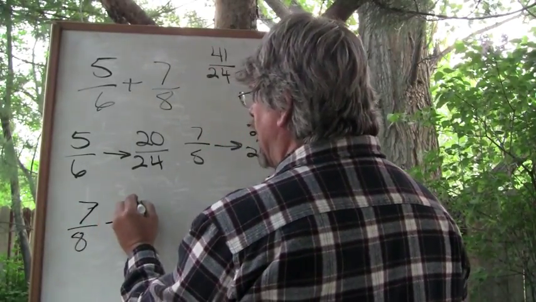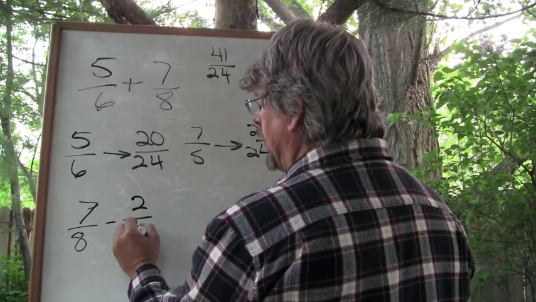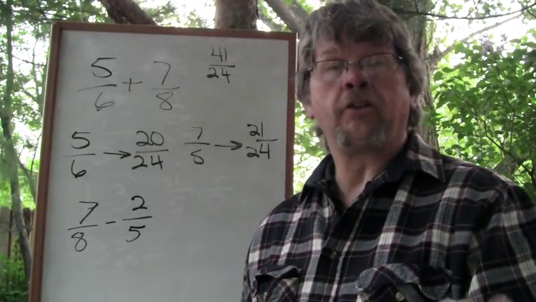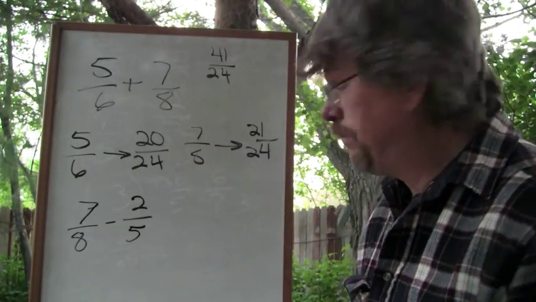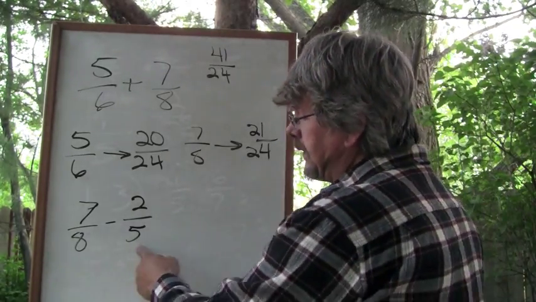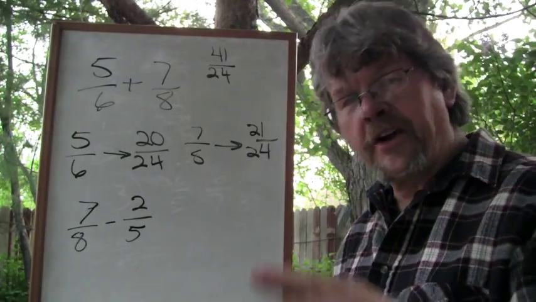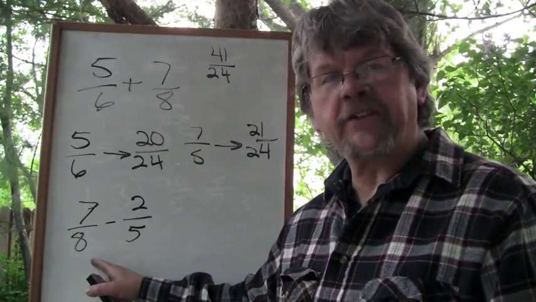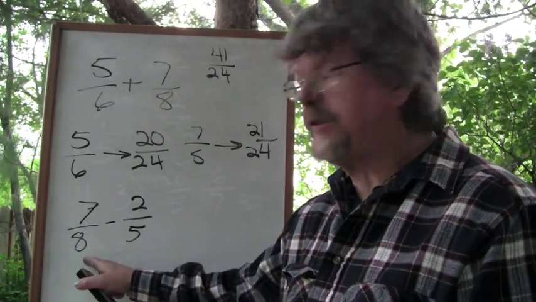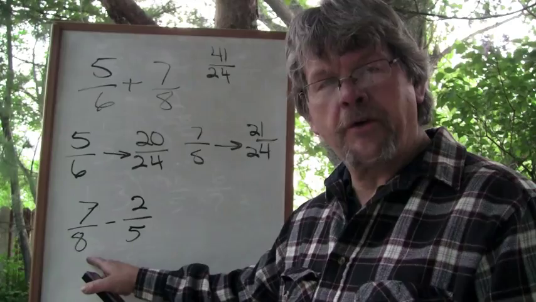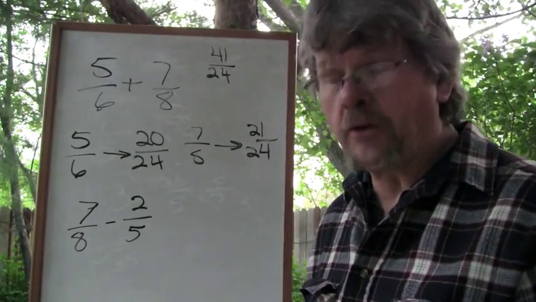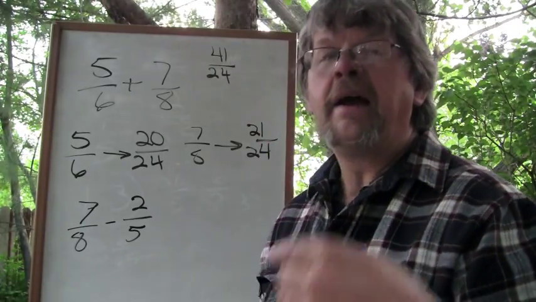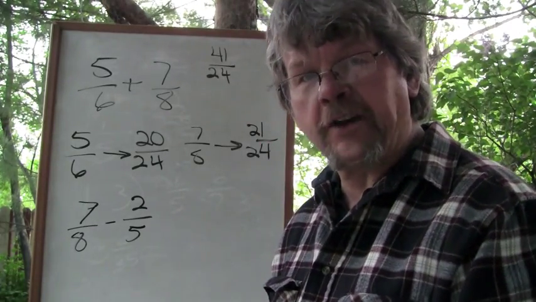7/8 minus, say, 2/5? Now we're in a subtraction, so we want to do a common denominator, right? 8 times 5 is 40. Is there a lower common denominator besides that? 2 times 8 is 16. 5 won't go into 16. 3 times 8 is 24. 4 times 8 is 32. 5 times 8 is 40. So 40 it is. Now watch how easy this will become as you practice fractions.